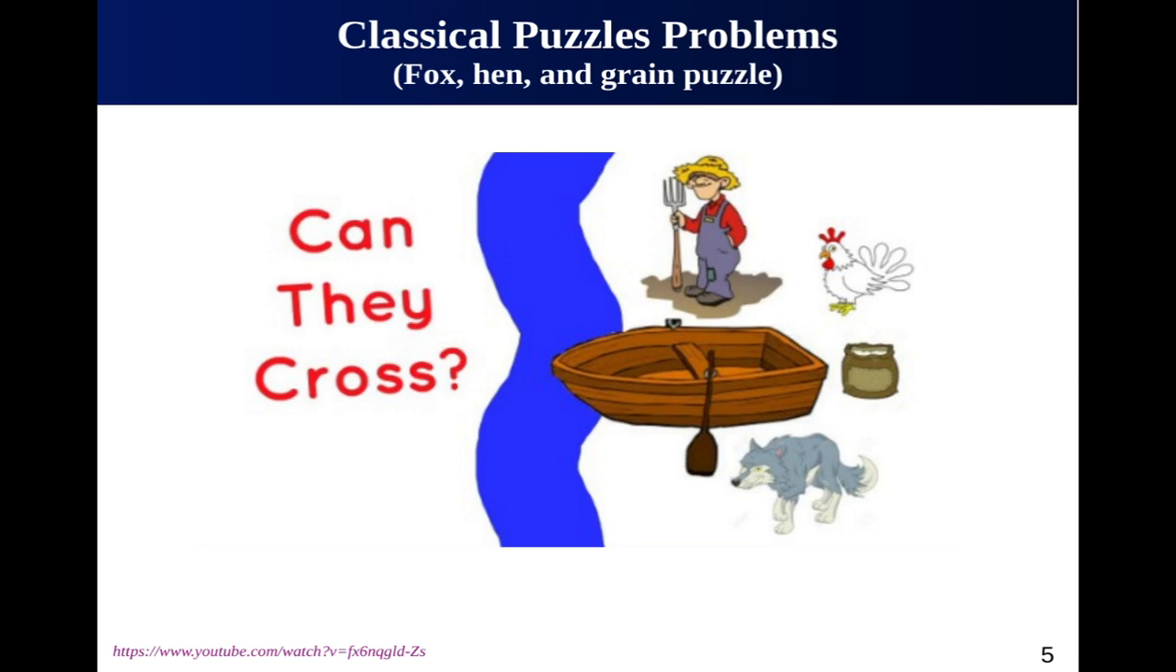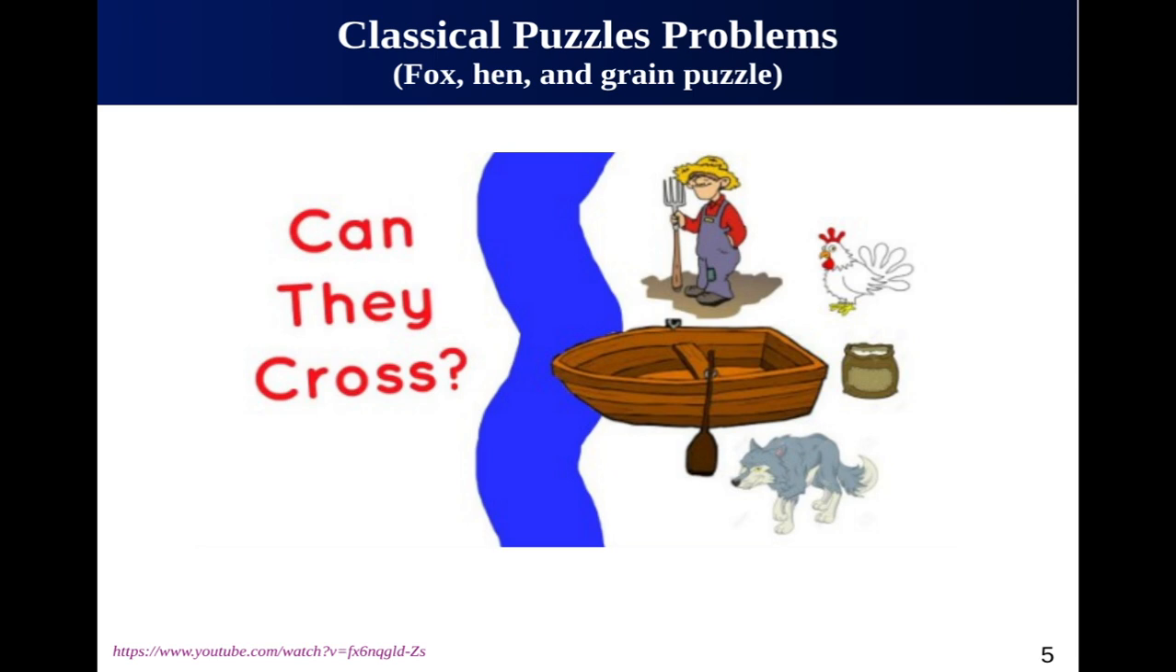So if we remove any of these constraints or limitations, then the puzzle is easy to solve. Put the hen, the fox and the grain in the boat, and then cross the river. But we have limitations, we have constraints, and they are important. So the farmer can take only one item at a time in the boat. The fox and the hen cannot be left alone because the fox will eat the hen. Similarly, the hen and the grains cannot be left alone. If you leave them alone, the hen will eat all the grains. So there is a problem.